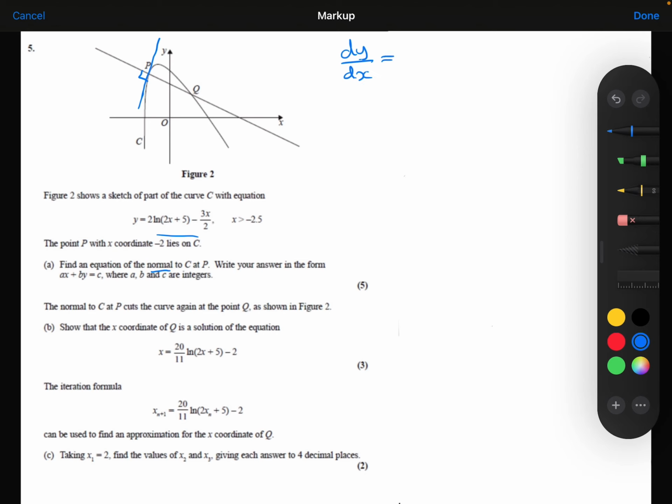We know that when we differentiate a logarithm, we get 1 over the function. So 2 lots of the logarithm, so I've got 2 lots of 1 over 2x plus 5. But by the chain rule, I also need to multiply by the derivative of the inside function, which is 2. We also need to differentiate the minus 3x over 2, which is minus 3 over 2. So simplifying that, we get 4 over 2x plus 5 minus 3 over 2.